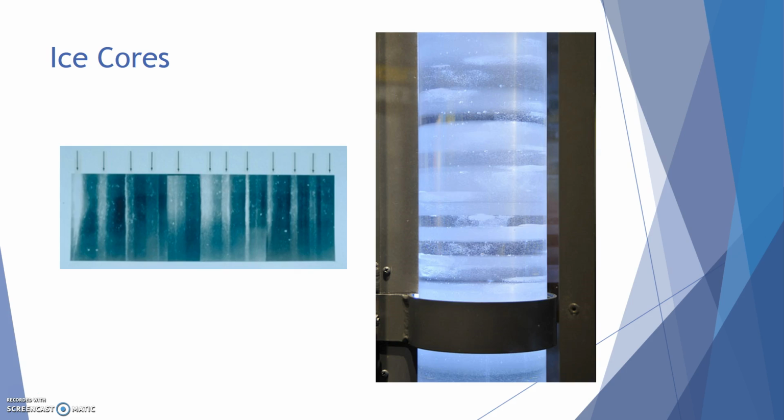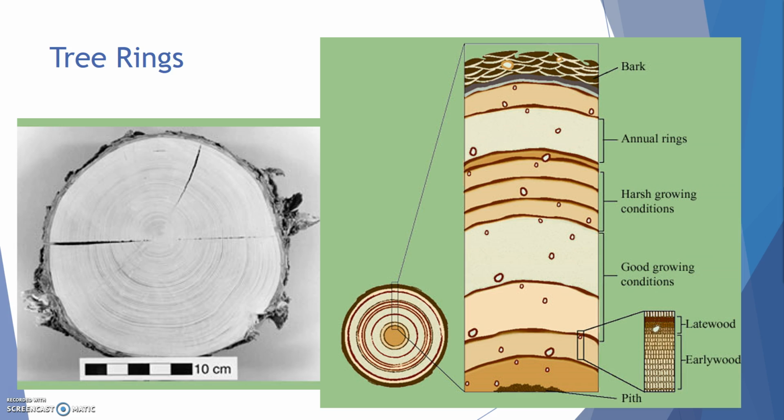The second proxy method is tree rings. So we know, or you should know by now, that if you count the rings on a tree, you can tell how old it is, with each ring corresponding to 1 year.